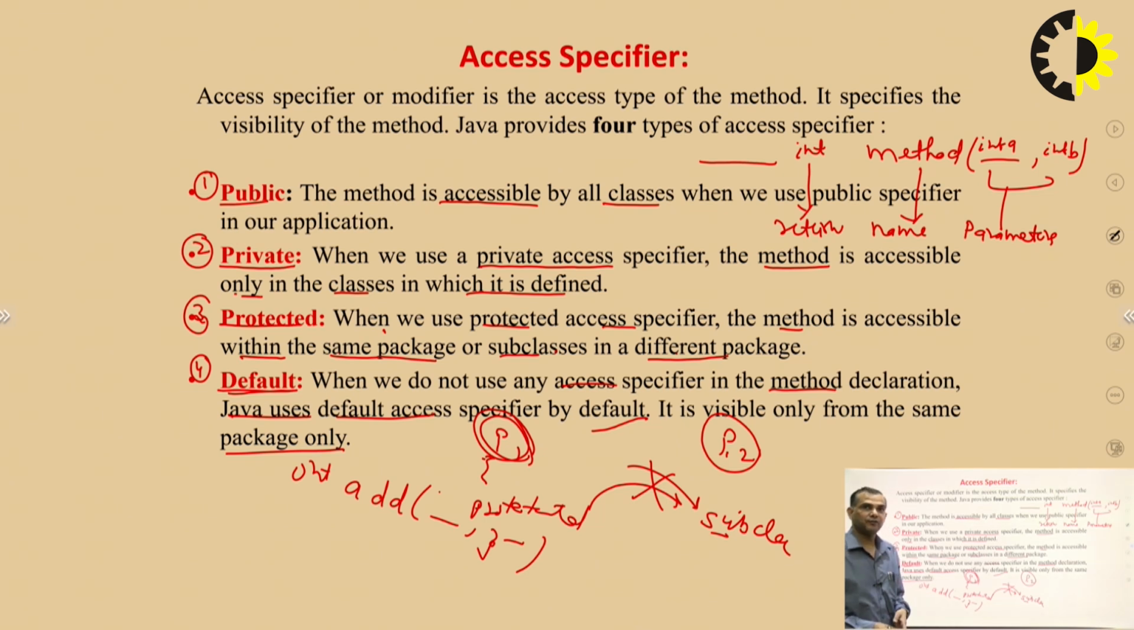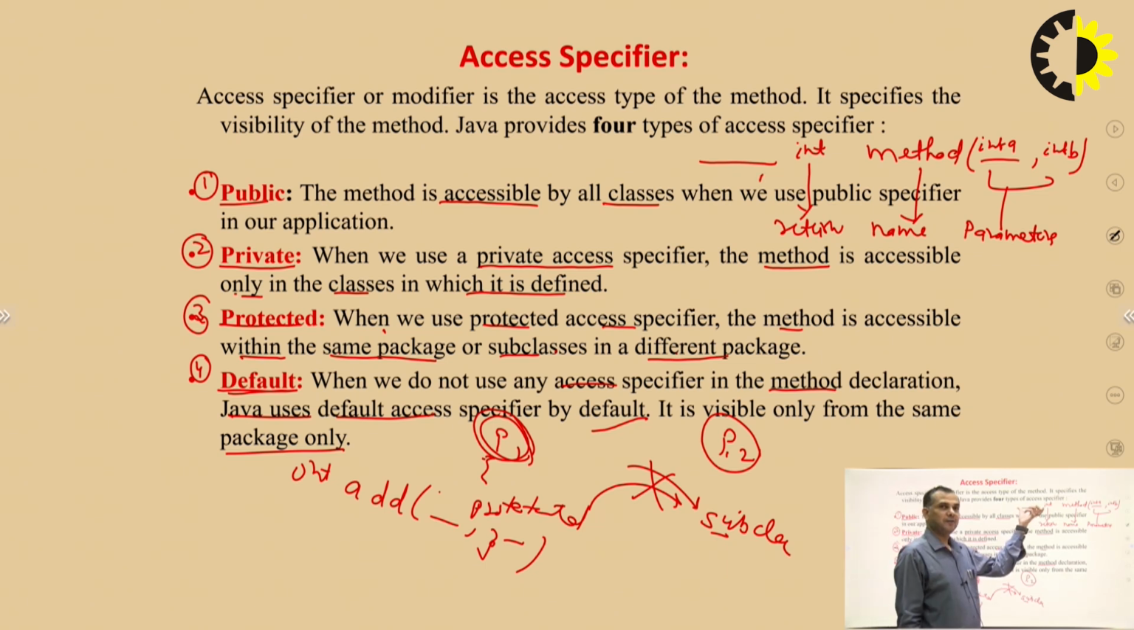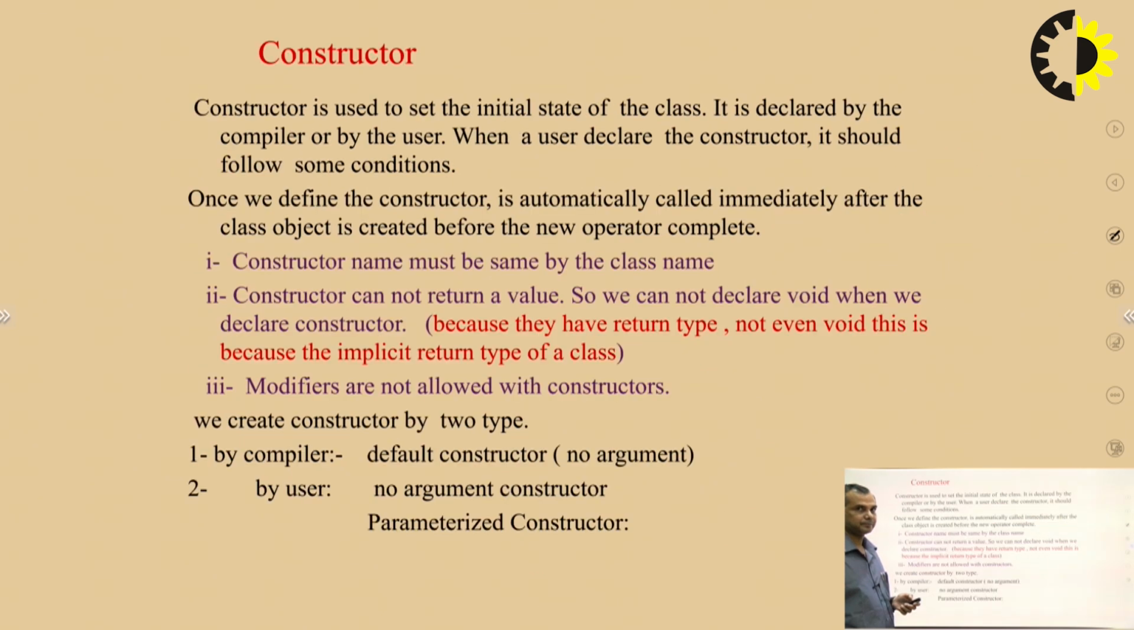So these are the 4 access specifiers used in Java: public, second protected, third private, and the default. If we do not use any specifier in front of the methods, Java calls it the default. It is declared as default.